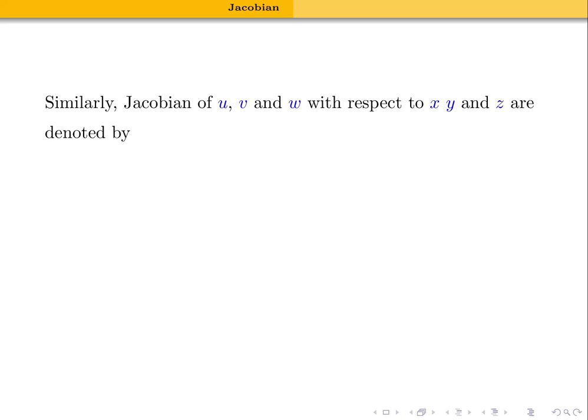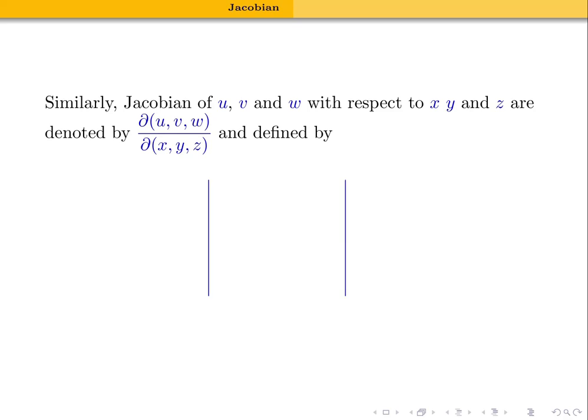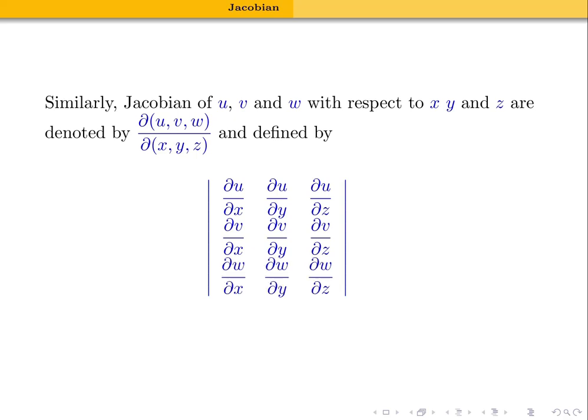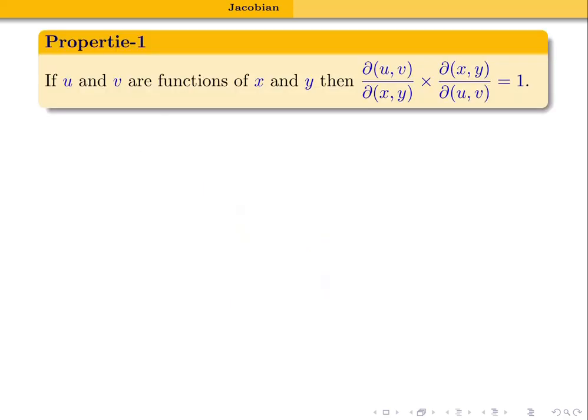So the Jacobian of three variables u, v, w with respect to x, y, z is denoted by ∂(u,v,w)/∂(x,y,z), and defined by the determinant with first row ∂u/∂x, ∂u/∂y, ∂u/∂z. Now the second row, ∂v/∂x, ∂v/∂y, ∂v/∂z. Now the last row, ∂w/∂x, ∂w/∂y and ∂w/∂z.